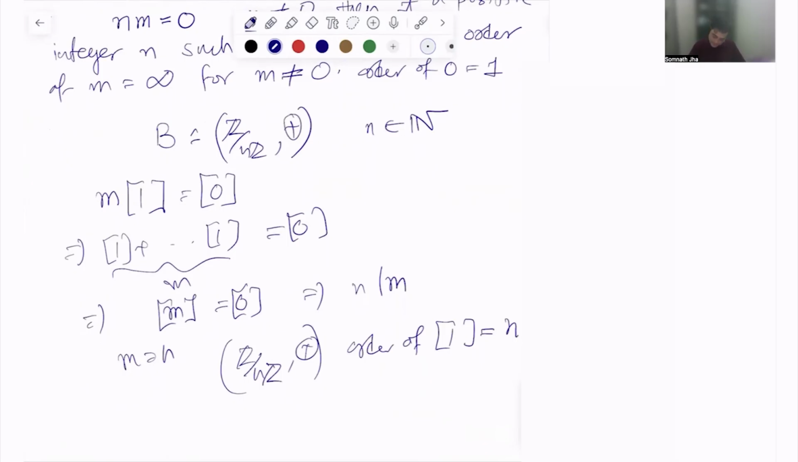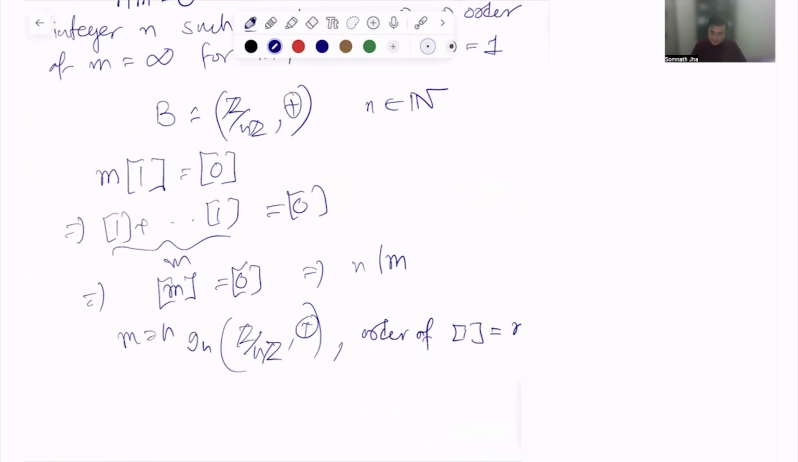So this is one: in Z mod nZ, the order of 1 equals n. Okay, so this is another example, and in fact, you can check in a finite group.